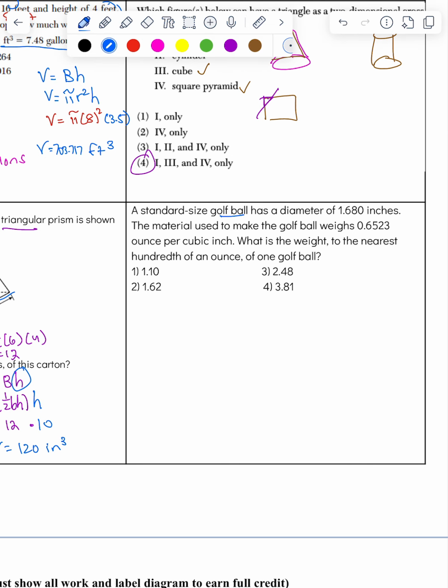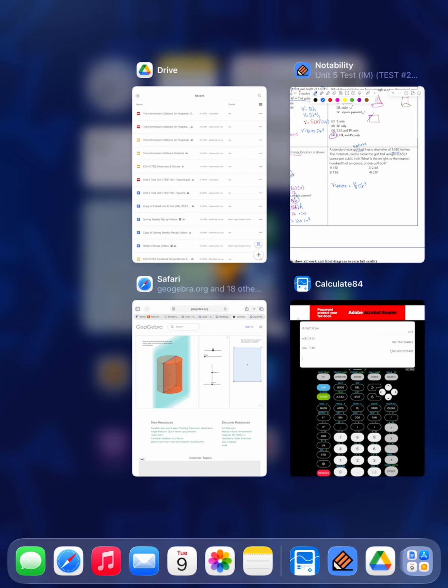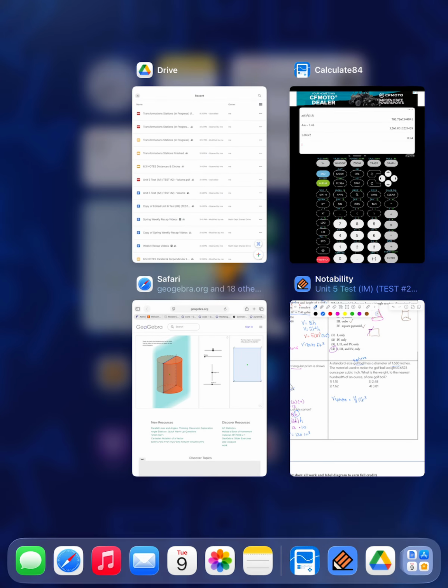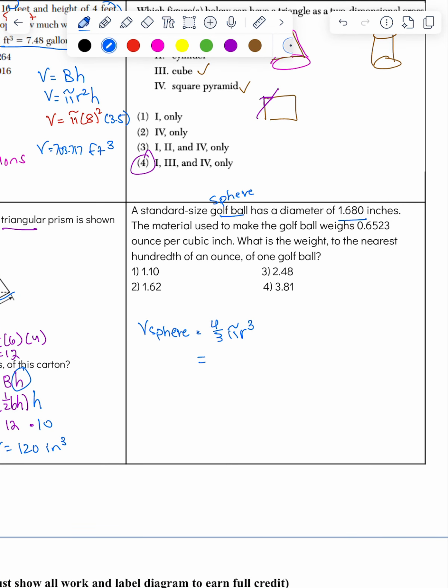We're dealing with a golf ball, which is a sphere. So our volume of a sphere formula is 4/3 pi r cubed. And it tells us that the diameter is 1.680 inches. So I'm going to just divide that by 2 to get the radius. And the radius is 0.84. And then I'm going to continue reading. If I would find the volume right now, that would be in cubic inches. So I'm going to keep reading and see if a conversion is necessary or anything like that.